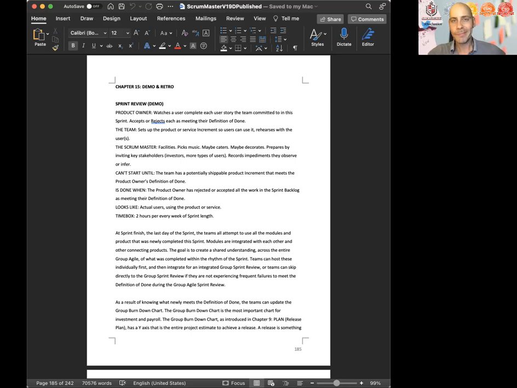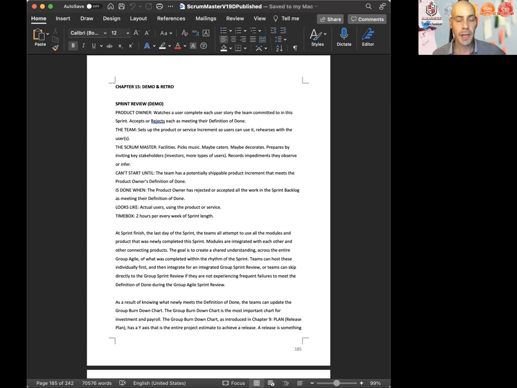But still, if your team is not yet releasing in 30 days or faster, yes, start sprint review by showing the product owner approving each item like a stamp. But this should be replaced with continuous delivery and continuous release as soon as you can for a faster feedback loop. The team sets up the product or service increment so the user can use it and rehearses with the users.